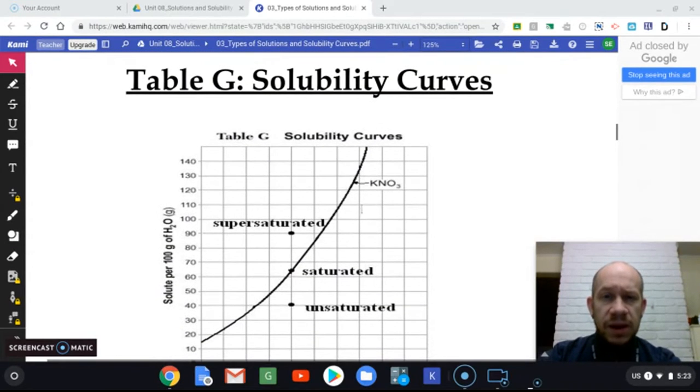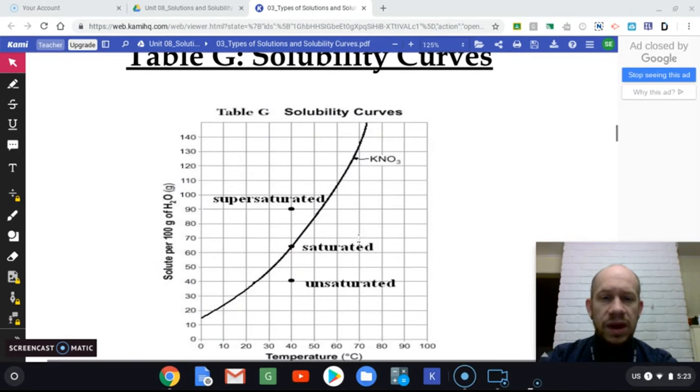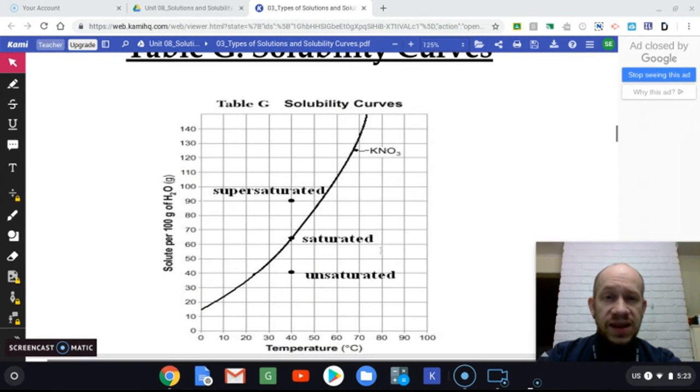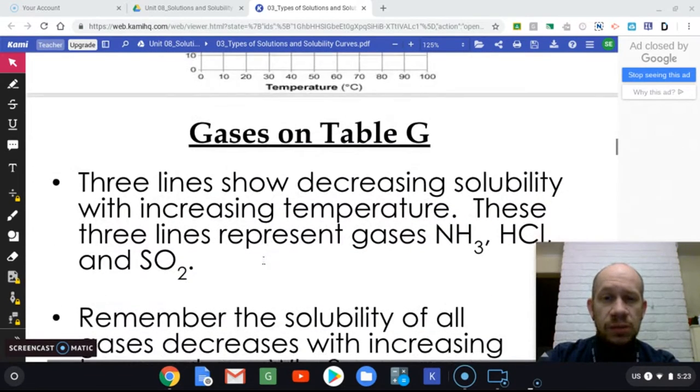Table G tells us about our solubility curve. So get your reference table out now and look at this with me. On Table G, you'll see a whole bunch of lines, kind of like a kindergartner drew a bunch of stuff. The way we read this is, if I have a temperature and an amount underneath this curve for that solute, then I'm unsaturated. If at a certain temperature I am on that line, so I have just the right amount of solute per 100 grams of water, then I'm saturated. And if I have more, or I'm above that line, then I'm supersaturated. I'll do some examples of that in a moment.